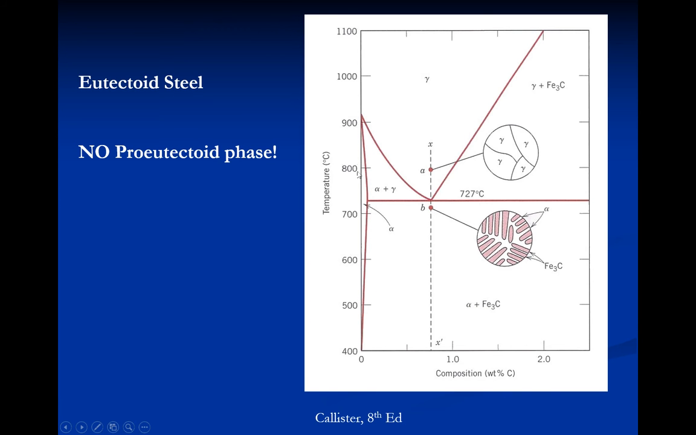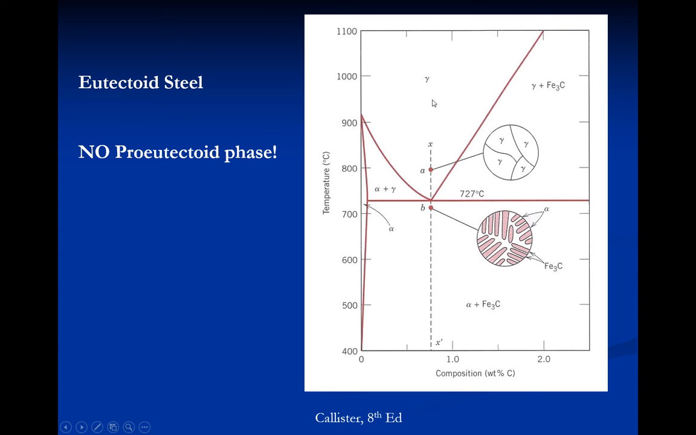Now, if we're at the eutectoid composition exactly, when we cool from austenite, so let's say we start at point A, we have austenite grain boundaries. We hit the eutectoid, no proeutectoid phase is formed. When we cross this temperature, all of the austenite converts to pearlite, alternating layers of ferrite and cementite. And there is no ferrite that formed along the grain boundaries to start with. Okay? So no proeutectoid phase at the eutectoid. We just go straight from austenite to alternating layers of ferrite and cementite down in this two-phase region.